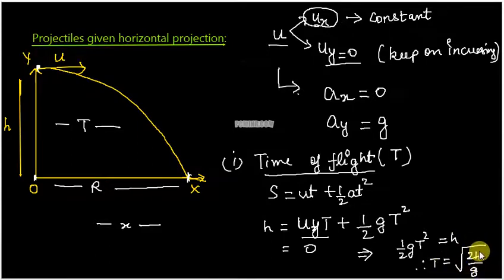So the time of flight depends only on the height from which you drop the ball. So time of flight is going to be different if you drop it from the 5th floor, you drop it from the 10th floor, you drop it from the 15th floor. Every time the time of flight will be different.